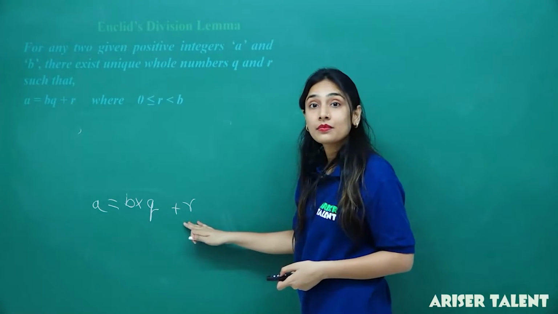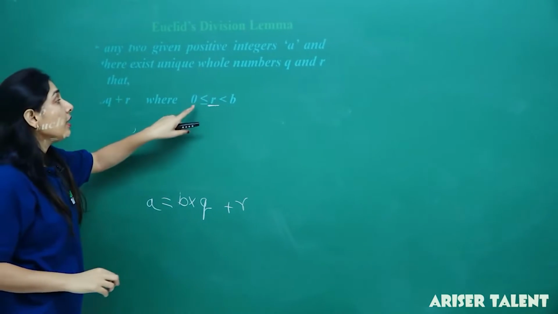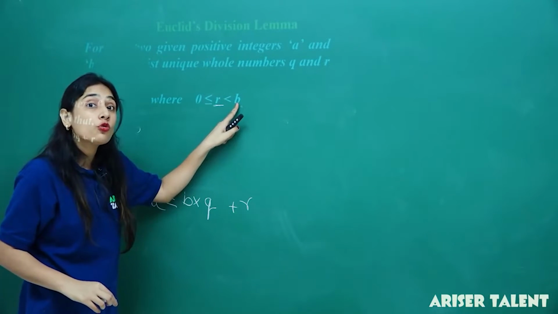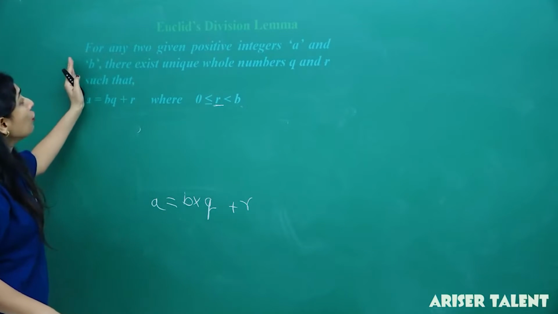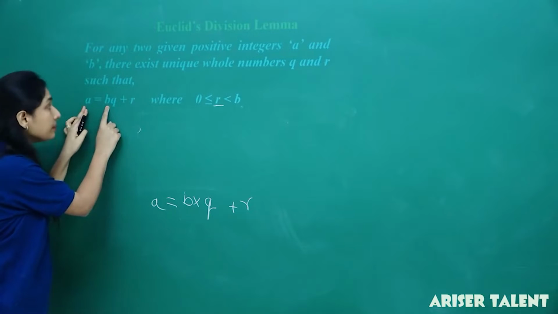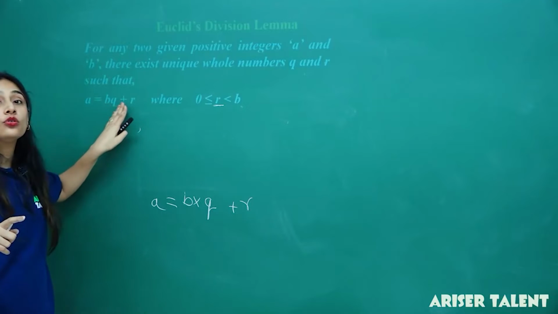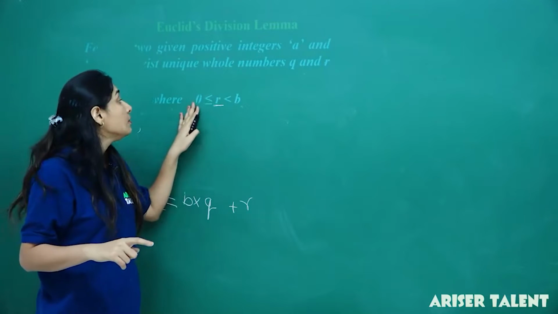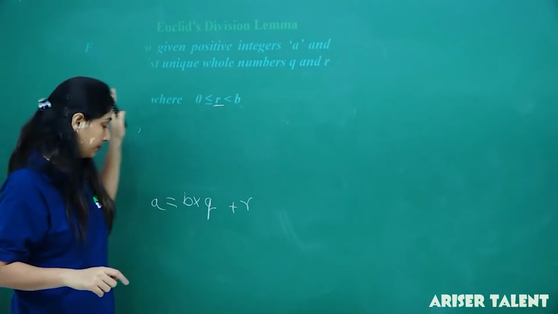BQ plus R. Now the value of this R can be equal to 0 or greater than 0, but it can never be equal to B or greater than B. Understood? So, for any two given positive integers A and B, there exist unique whole numbers Q and R, where R is equal to 0 or greater than 0 and obviously less than B.